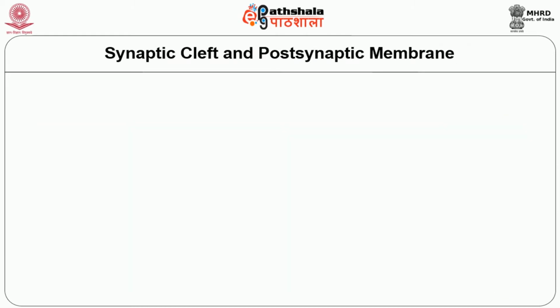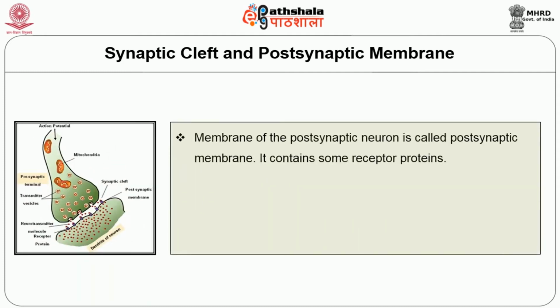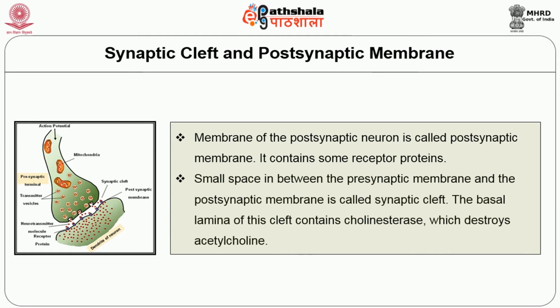The synaptic cleft and postsynaptic membrane. The membrane of the postsynaptic neuron is called the postsynaptic membrane, and it contains some receptor proteins. The small space between the presynaptic membrane and the postsynaptic membrane is called the synaptic cleft. The basal lamina of this cleft contains cholinesterase, which destroys acetylcholine.